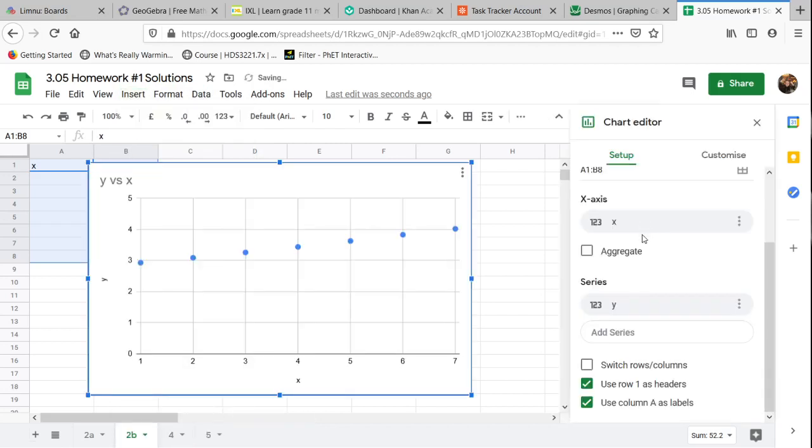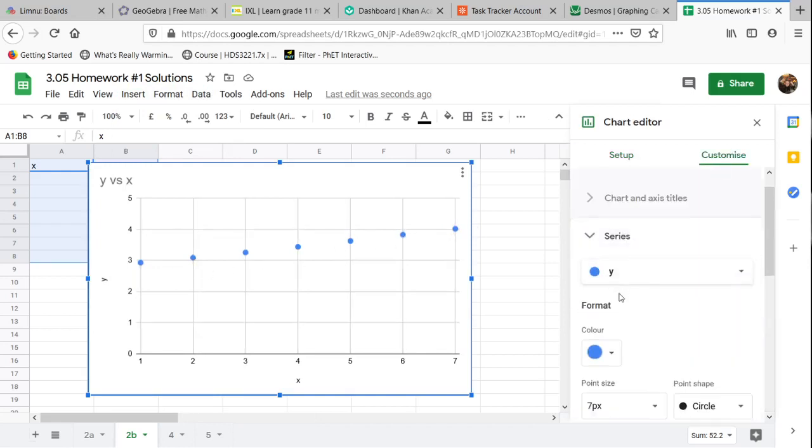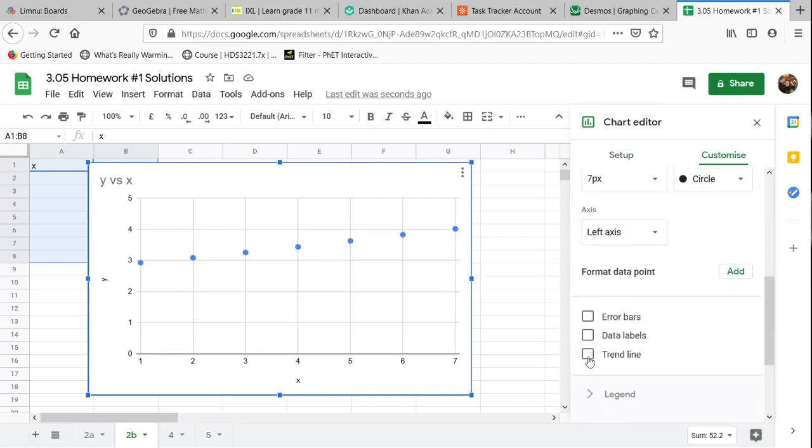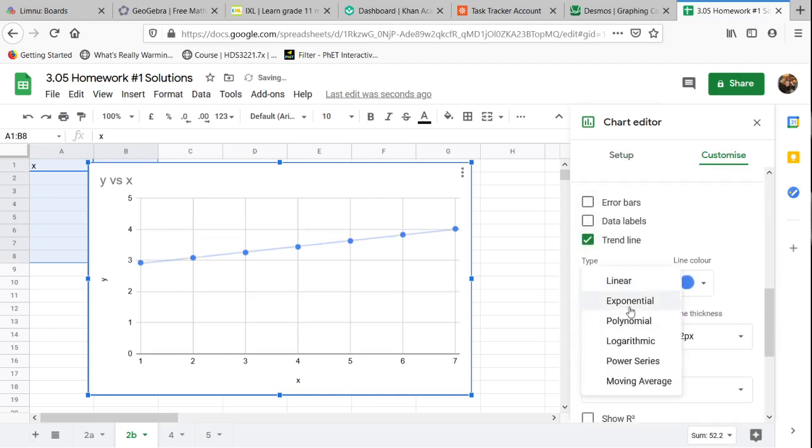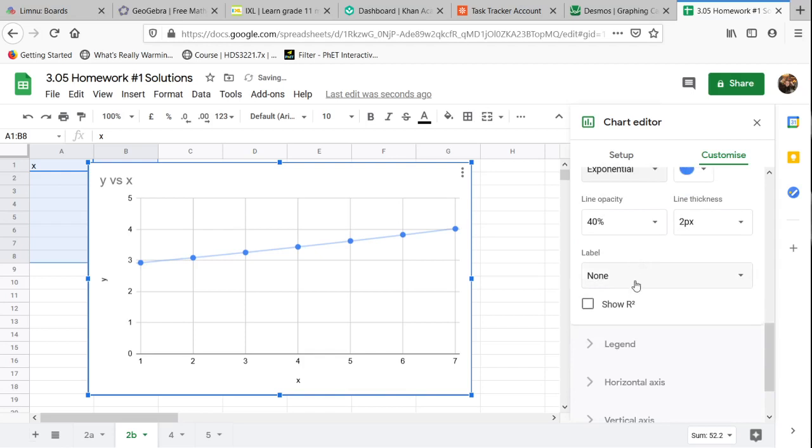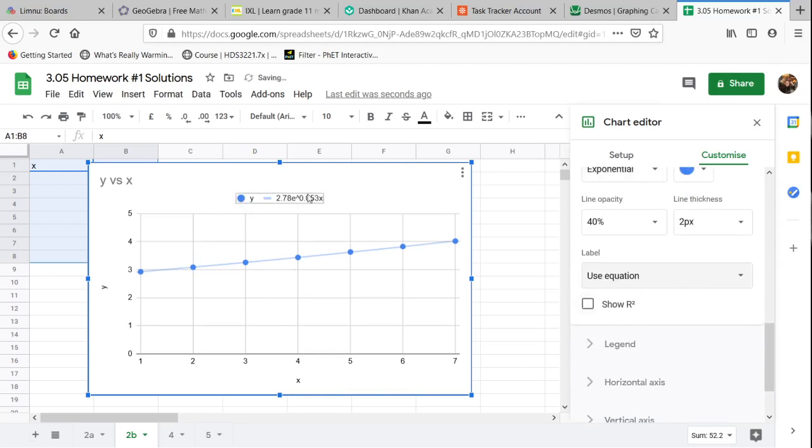We need to insert a chart. And this one doesn't look as cleanly exponential, but we will do our exponential fit anyway. We will include our trend line. We'll make it exponential. And we'll use the equation.